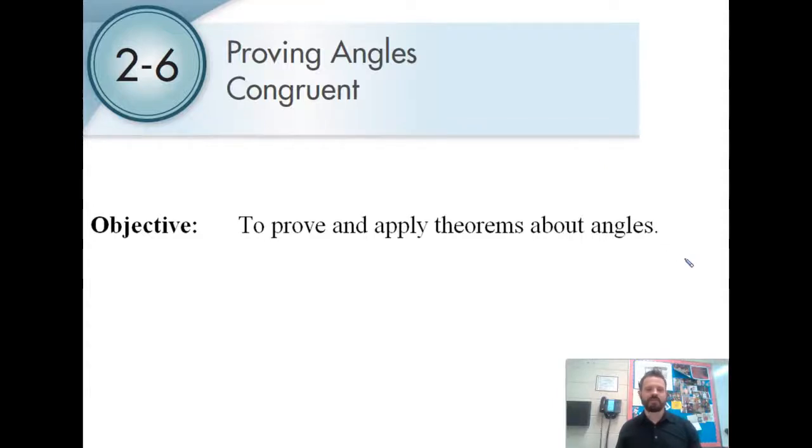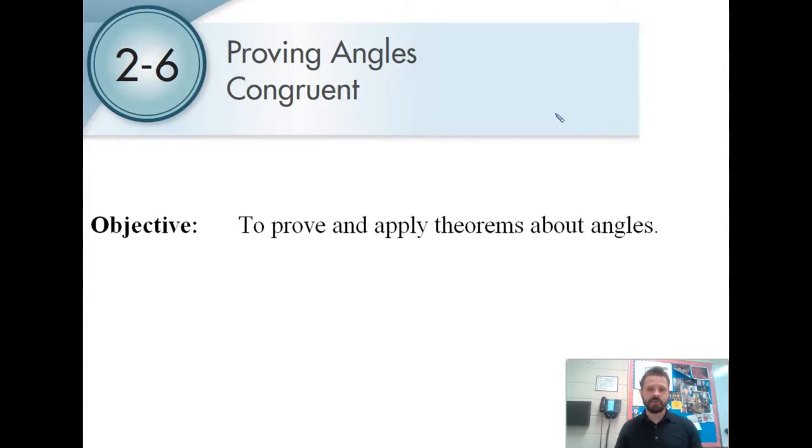Welcome back, everybody. We've got one last section in Chapter 2, our Logic and Reasoning chapter. In Section 2.6, we're going to prove angles congruent. What we're going to do is take all this logic and reasoning stuff we've been doing and really show you how it helps us figure more stuff out in geometry. Okay, come up with more formulas, come up with more properties.